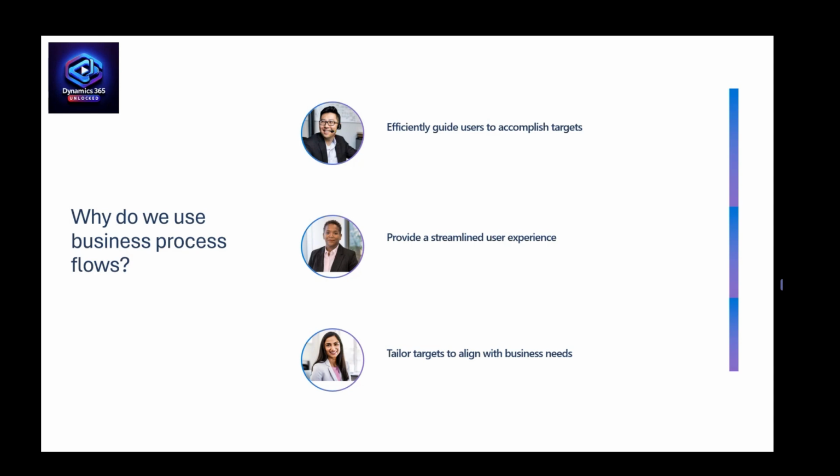So why do we use business process flows? Well, business process flows provide a guide for people to get work done. They provide a streamlined user experience that leads people through the processes their organization defines for interactions that need to be advanced to a conclusion of some kind. This user experience can be tailored so that the people with different security roles can have an experience that best suits the work that they do.